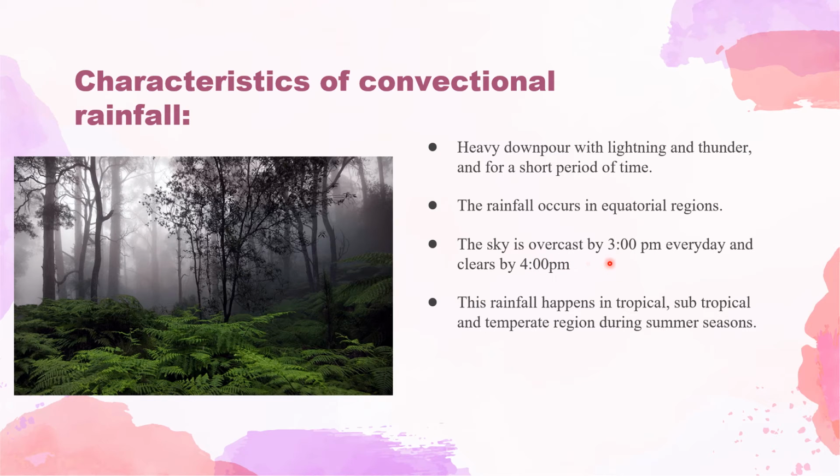The sky is overcast by 3 p.m. every day and clears by 4 p.m. So it is in the afternoons, when enough heat has caused the evaporation. After that, the clouds will be formed and it will rain for some time and then it will clear off. This rainfall happens in tropical, subtropical and temperate regions during the summer season. In equatorial regions it can happen any day, but in tropical and subtropical regions it occurs only during the summer season, when the heat is enough to cause a lot of evaporation and further condensation.